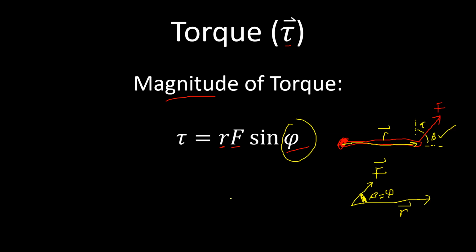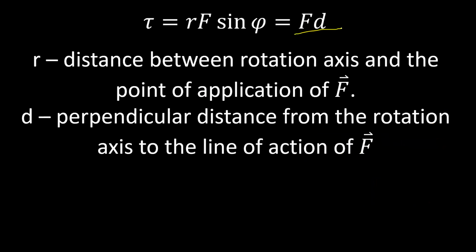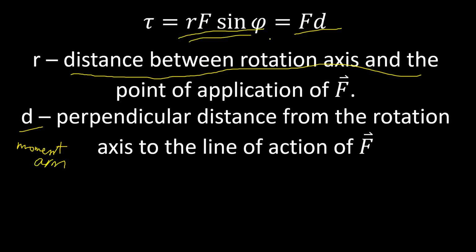Although there is another formula for torque, FD. So again, R is the distance between the rotation axis and the point of application of force. And D here is known as the moment arm. So how do we find the moment arm? This is another way of finding the torque, right? If you don't like this formula, you can use this formula, FD. D, the moment arm, is the perpendicular distance from the rotation axis to the line of action of force.